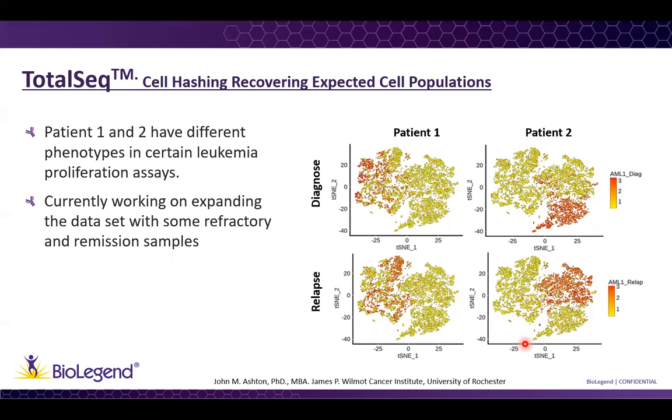Now let's see how samples can be resolved after hashing and pooling your cells. As you can see, patient 1 and 2 have different phenotypes in certain leukemia proliferation assays. The important thing to highlight is that you can demultiplex in such an effective manner that you can identify these differences between samples run in the same lane. And this group is now currently working on expanding the data with some refractory and remission samples using the hashtags.